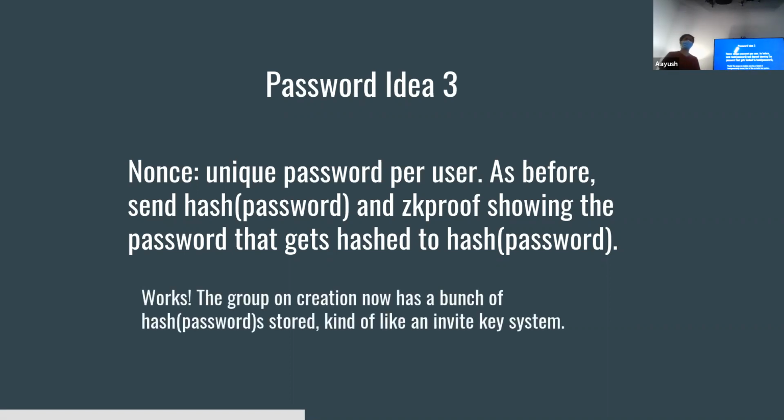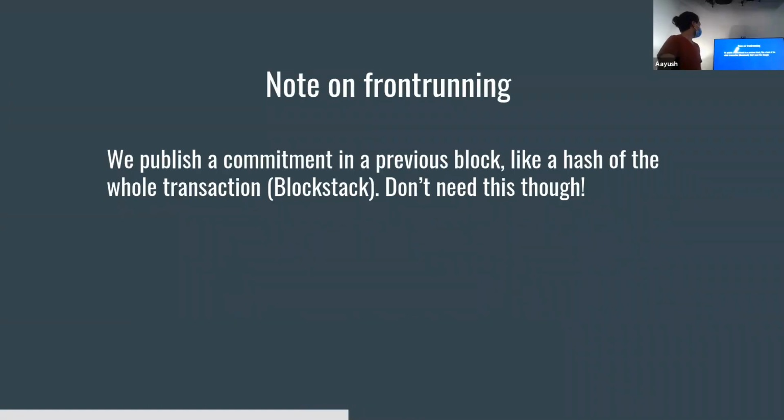Great, so you can imagine that the contract now, when it's created, needs to have a bunch of hash passwords in it. For instance, if you have 16 hash passwords, that means 16 people can now join this smart contract group. And I don't actually know how the DF invite key system works, but I imagine it's some similar smart contract thing.